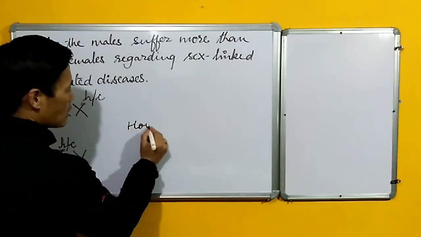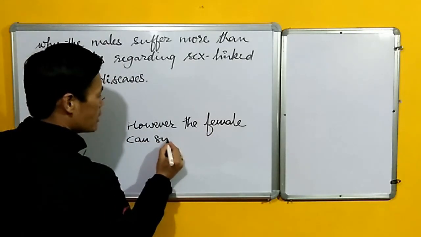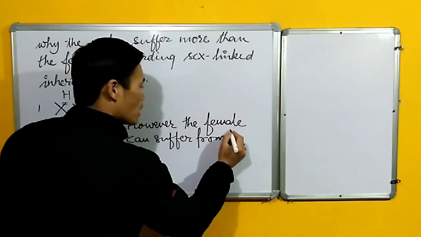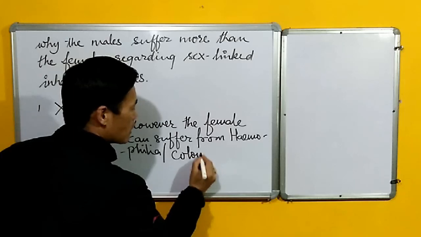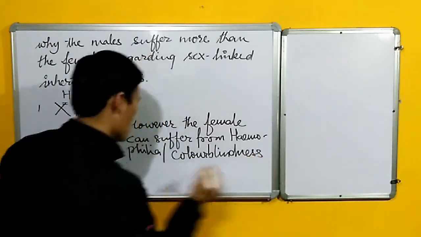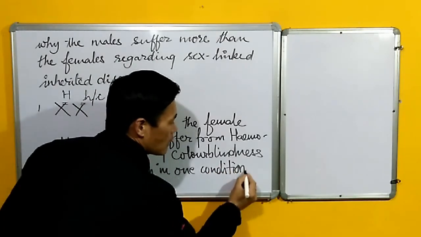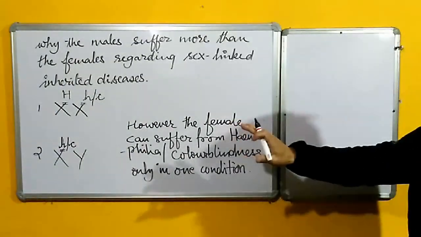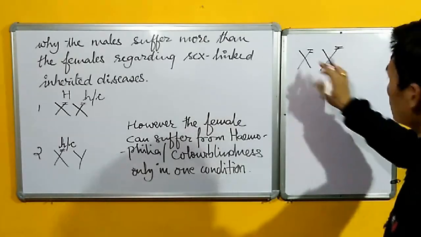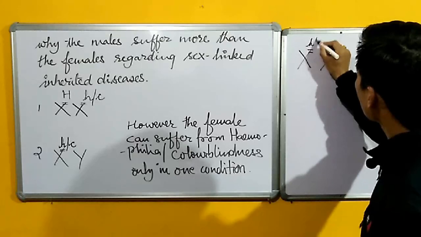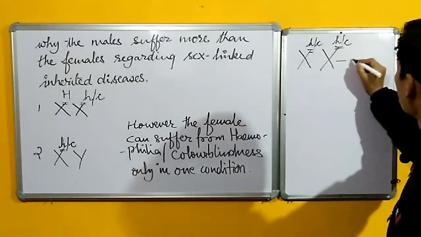However, the female can suffer from hemophilia or color blindness only in one condition. And the condition is, she will suffer from hemophilia or color blindness only if both the X chromosomes, that is the sex chromosomes that the female is carrying, have the recessive gene. So if both of them carry the recessive gene, in this case, the female will become a sufferer.